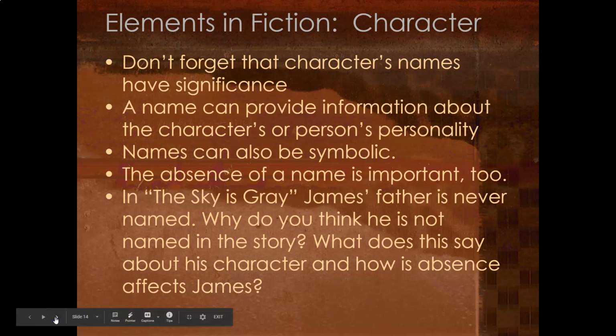We're going to move on to character. When we are looking at characters, we want to consider their names. Names can be significant. They can tell us something about what type of person that character actually is. A name can be symbolic, or the absence of a name can be important too. In The Sky is Gray, James's father is never named. So think about why he doesn't have a name and what this says about his absence within the story and how that absence affects James and his family.